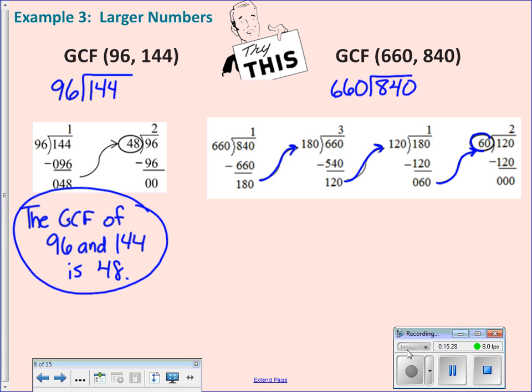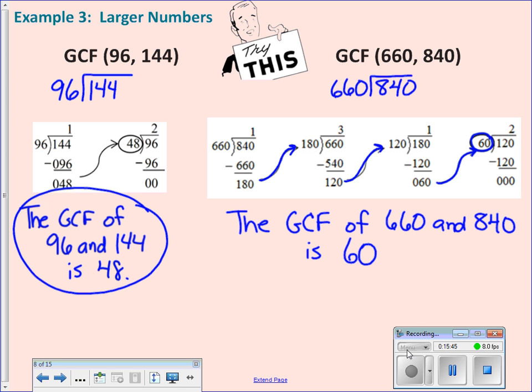Your very last divisor is your GCF. And then you identify your answer. The GCF of 660 and 840 is 60. So on your homework tonight, make sure you start to the left, work all the way across, and we'll do the word problems for lesson 19 on Monday.